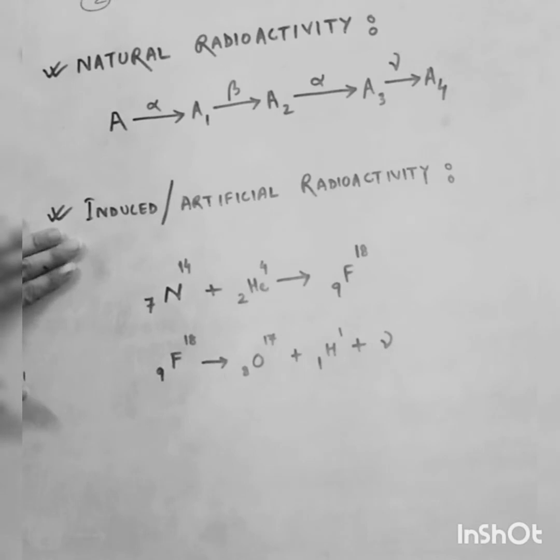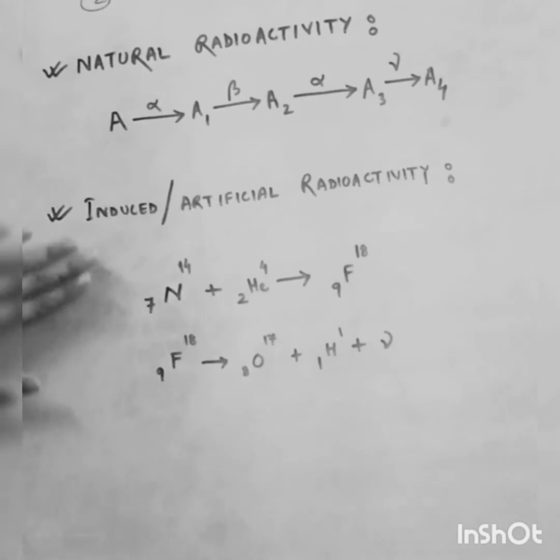Number two is induced or artificial radioactivity. It is artificial, it is done in the laboratory, it is man-made. Because it is also possible to make an element unstable by artificial means, so that it breaks up and it starts emitting some kind of radiation, and this type of radioactivity is called artificial radioactivity.